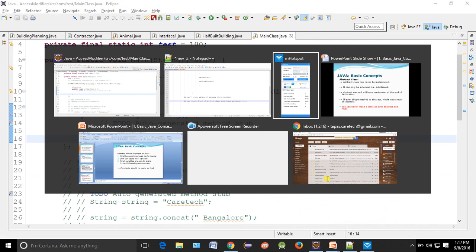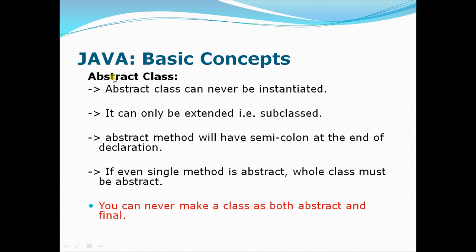Okay, so let's try to understand. So what is an abstract class? Abstract class is nothing but the class which is under construction. And the abstract class can never be instantiated. Instantiation means creation of object. Instance of class is called object, right? So we can never create the object of an abstract class. That means we can never instantiate it. Okay, so what is the use of an abstract class?